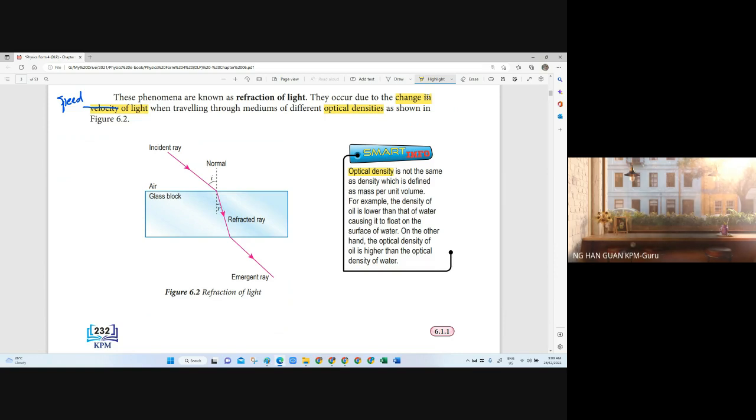For example, the density of oil is lower than the density of water, but the optical density of oil is actually higher than the optical density of water. That's why when we give the explanation, we always have to use the term optical density, because this refers to the properties of light, how it behaves when entering the medium.